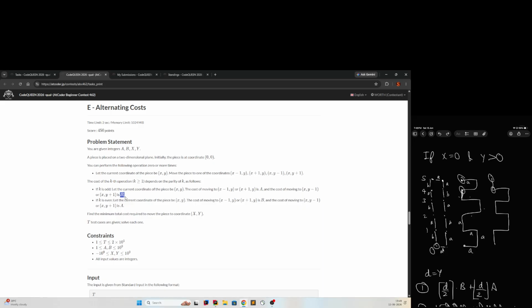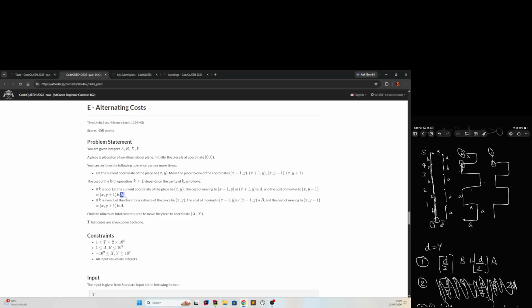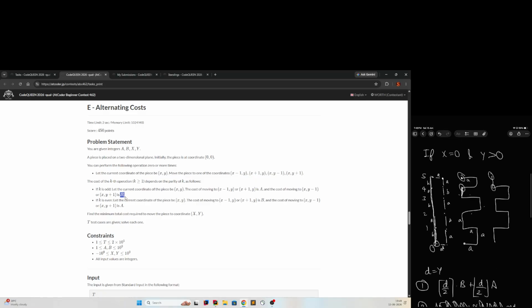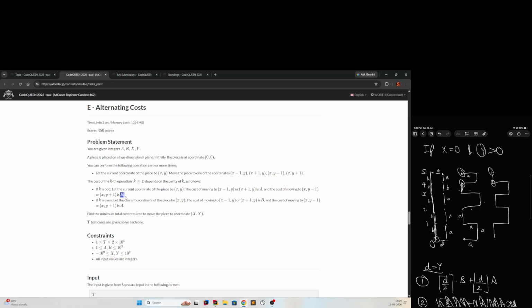So I have considered some scenarios that I can travel. Either I can travel directly straight here. So in that case, the cost will be, if let's say d is equal to y here, ceil of d by 2 times b, plus floor of d by 2 times a. Another set of movement we can have is this zigzag movement, or we can start from top right or something.